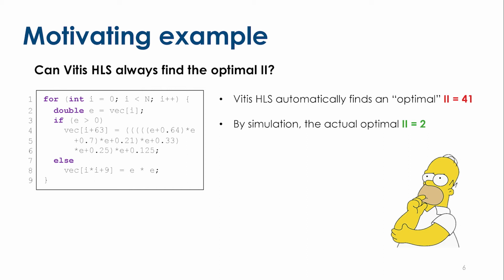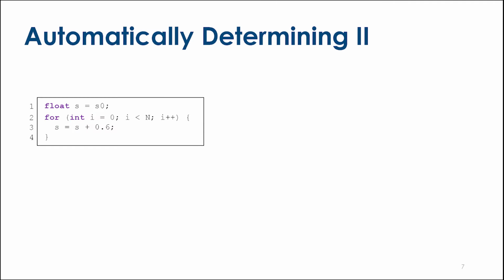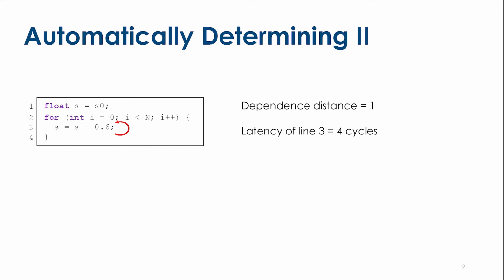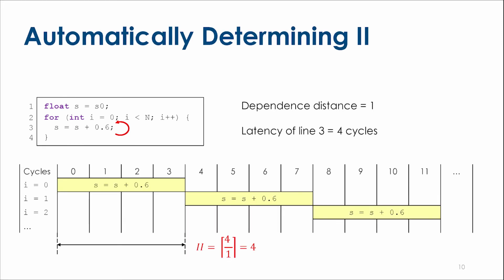What are we missing? To further explore this, let's revisit the formulation of traditional loop pipelining in HLS. Let's start with a simple example. The loop on the left accumulates a constant on a variable named s. Because the accumulation operation requires the result from its last iteration, the dependence distance is 1. The II is restricted by the latency of the floating point adder, so we have a minimum II of 4. The pipelined loop schedule then looks like that.